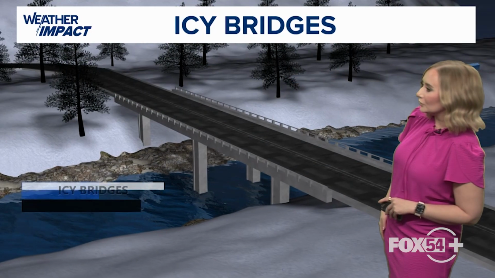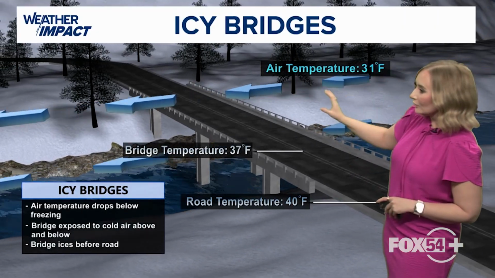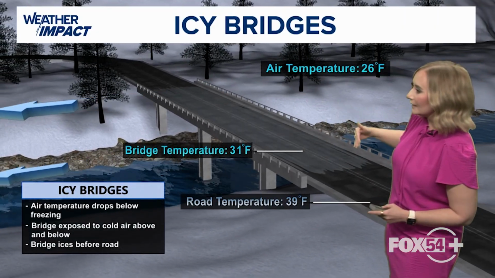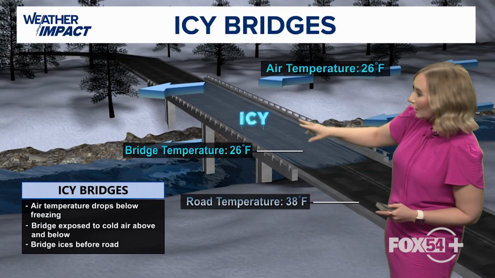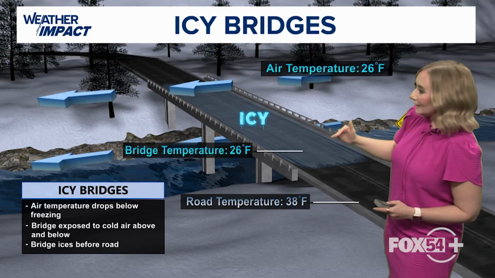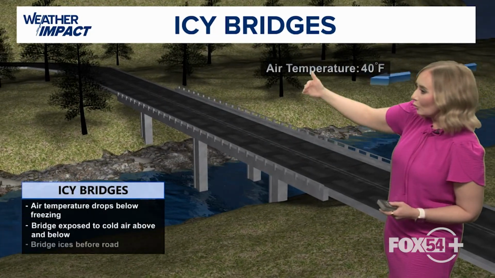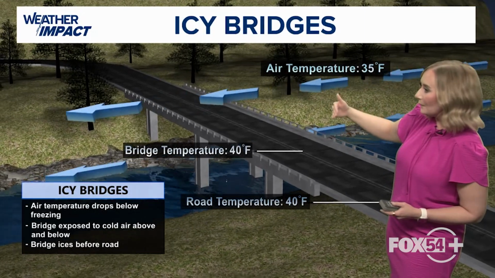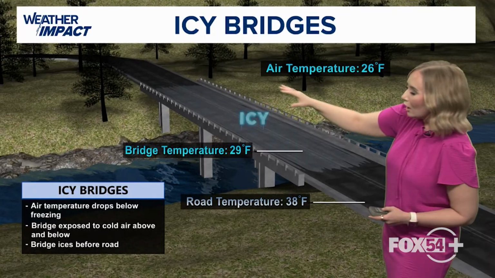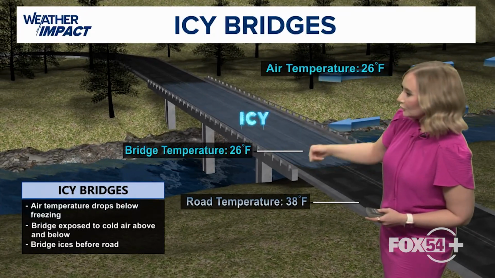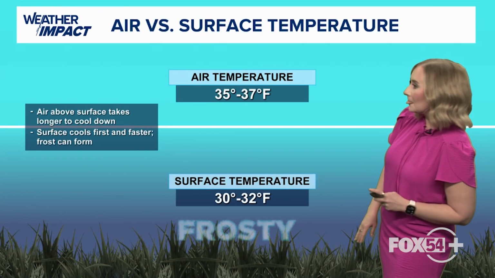And like I mentioned, bridges always ice quicker than the roadways. So once that air starts to drop below freezing, notice how the bridge temperature is going a lot more downward than our road temperature and the air temperature. So once we have that air temperature dropping below freezing, like I said, we're going to have that air moving along and below it as well. So the bridge is going to ice more quickly before the roadways.